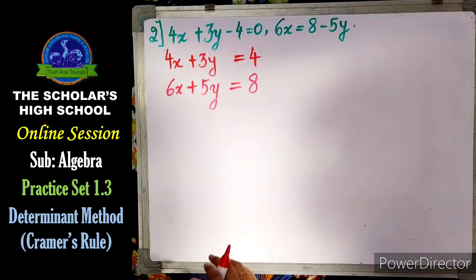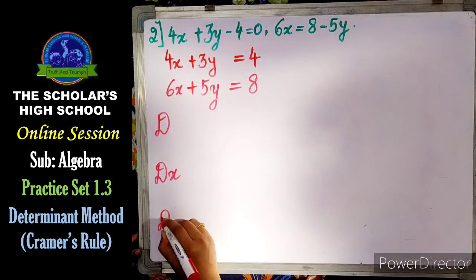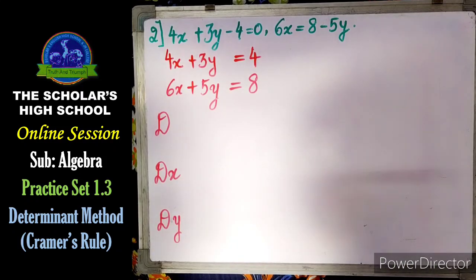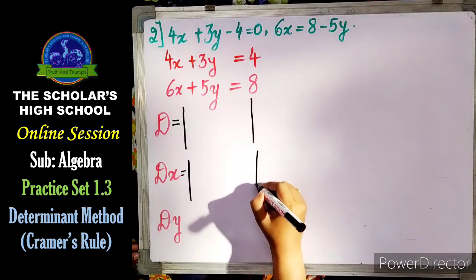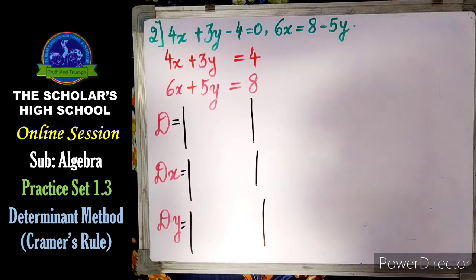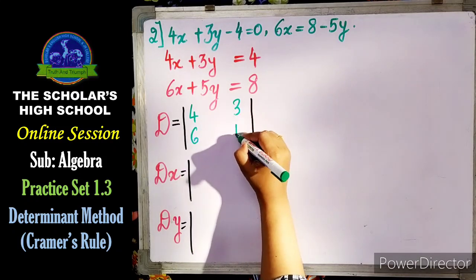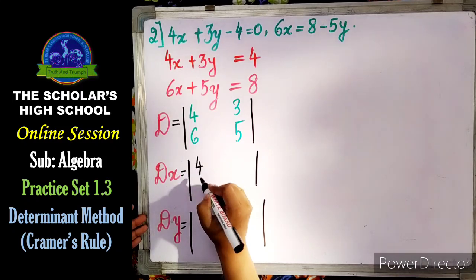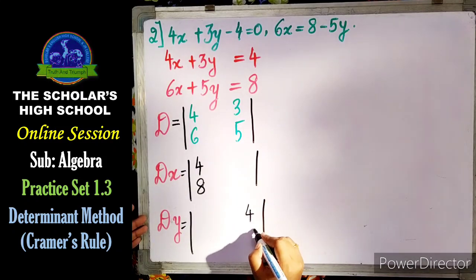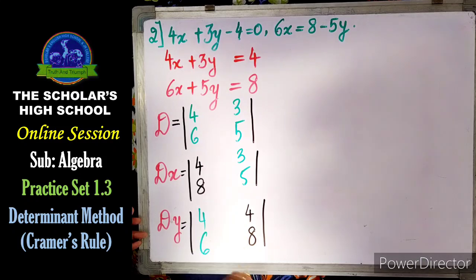Now you have to do the same method. You have to find out d, then you have to find out dx, and then you have to find out dy. First let us find out d. We'll fill column. Okay, so here you know it now. I'm going to write it directly. At the place of x will be c1, and at the place of y will be c1 and c2. Rest all remain same. Here will be 3 5 and here will be 4 6. So now let us calculate it.